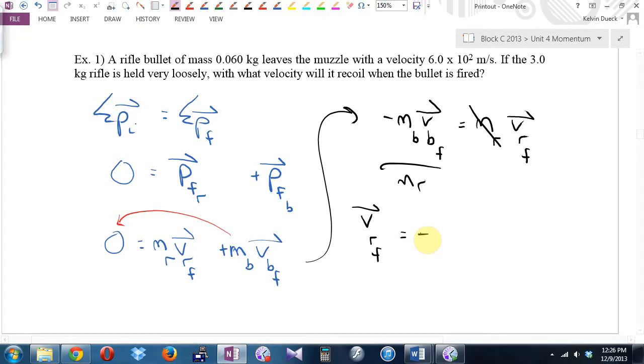mass of the bullet, 0.06. It's a fairly heavy bullet. Velocity of the bullet, 600, 6 times 10 to the 2, divided by mass of the rifle, 3. With what velocity will the rifle recoil?